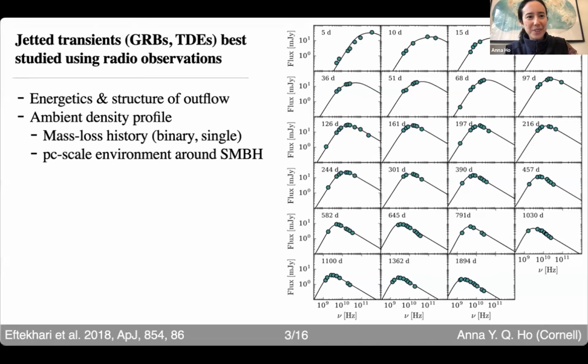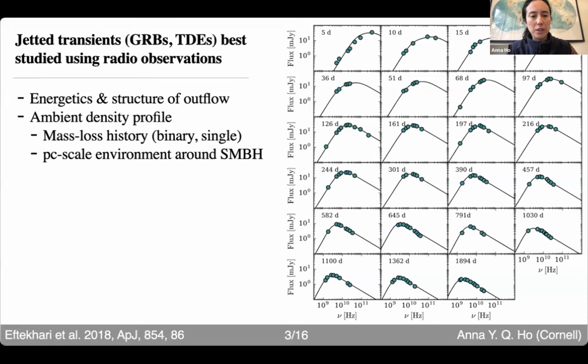What does one do with these sorts of observations? Just a high-level summary. These types of radio observations are really the only way to get at the energetics and the structure of the outflow, so the collimation, the total energy, and it's the best way to do tomography of the environment.